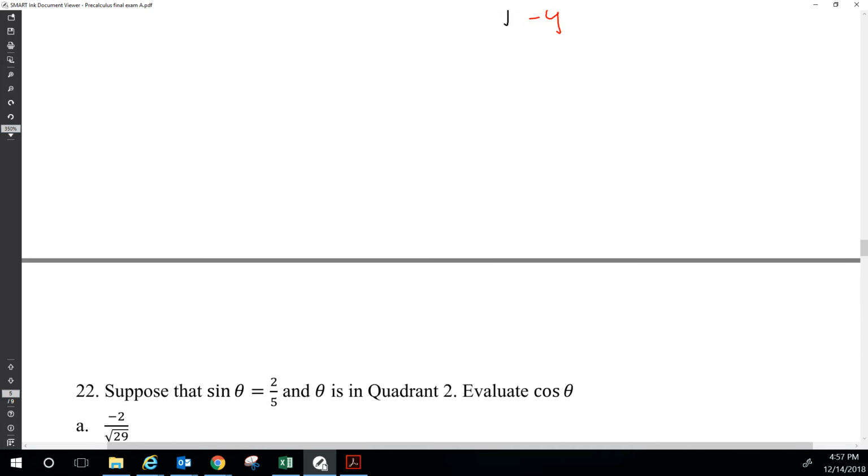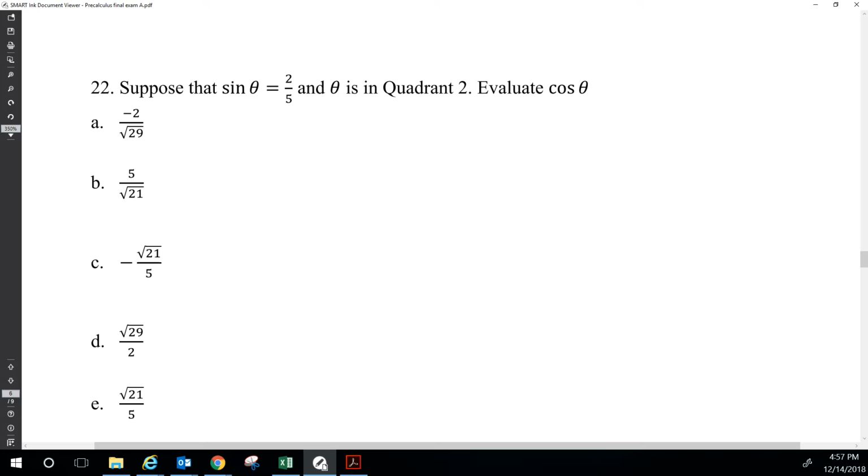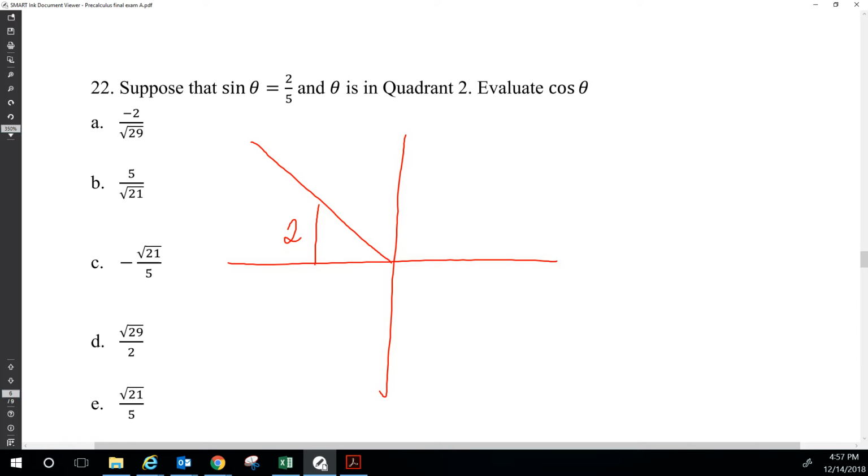All right, 22. Suppose that sine theta is 2/5 and theta is in quadrant 2. So we're in quadrant 2. We know sine, which is opposite over hypotenuse, is 2/5.